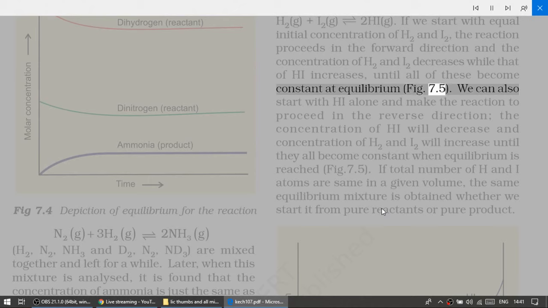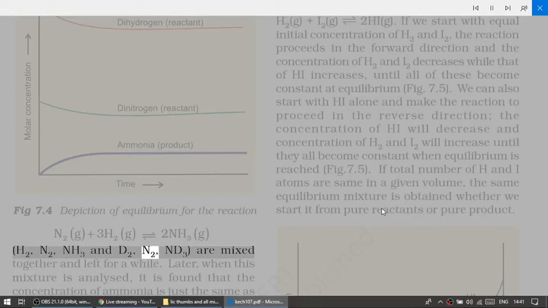Fig. 7.5. We can also start with HI alone and make the reaction proceed in the reverse direction. The concentration of HI will decrease and concentration of H2 and I2 will increase until they all become constant when equilibrium is reached. Fig. 7.5. If total number of H and I atoms are same in a given volume, the same equilibrium mixture is obtained whether we start it from pure reactants or pure product.